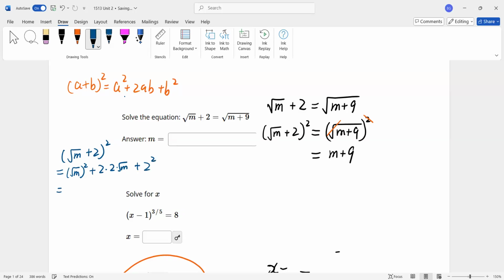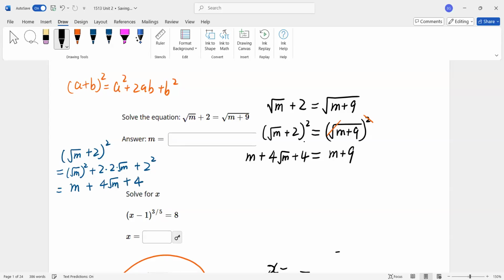And simplify the square of root m. The square cancels the square root, so we have m. In the middle, 2 times 2 times root m gives 4 root m. 2 squared is 4. So after we expand the left side and remove the parentheses, the left side of the equation is m plus 4 root m plus 4.